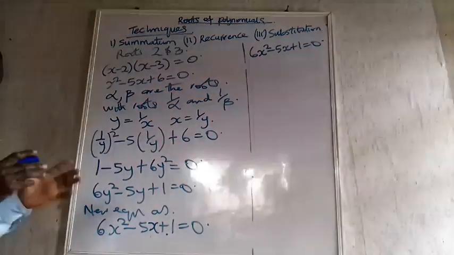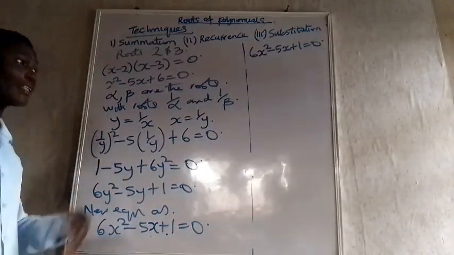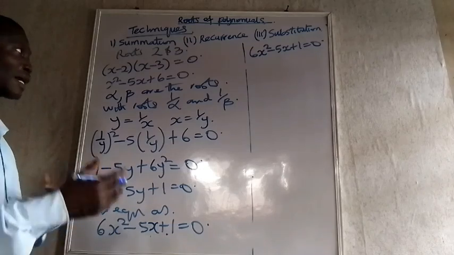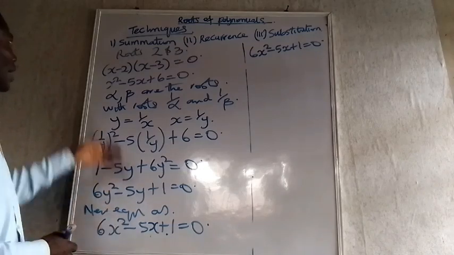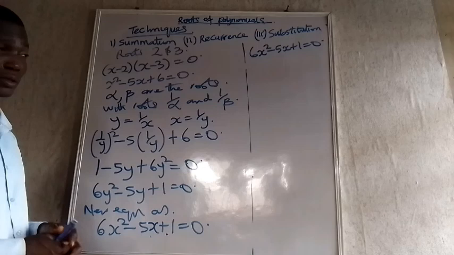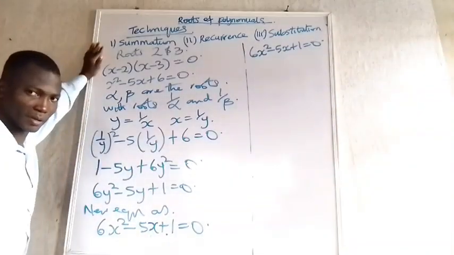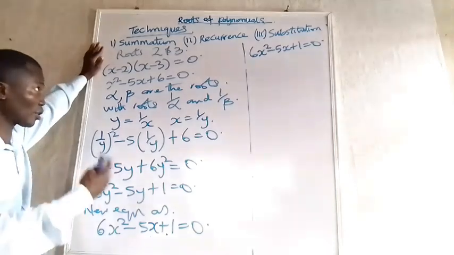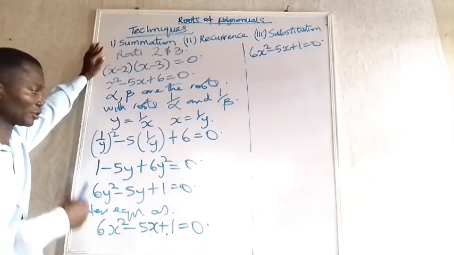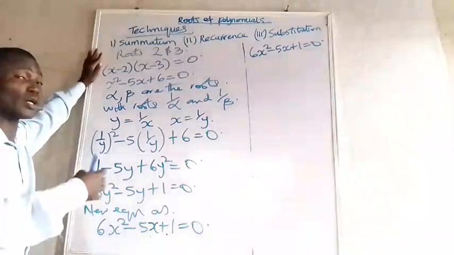So this is just to introduce you. You can use it for Q, any of them. But with practice, you will know which one is easier to use. Either summation, either recurrence, either substitution. But as you are going higher and higher, summation might not be easy to use. Recurrence and substitution might be a better option. But it's good, at least you know all of them. But summation is also applicable.